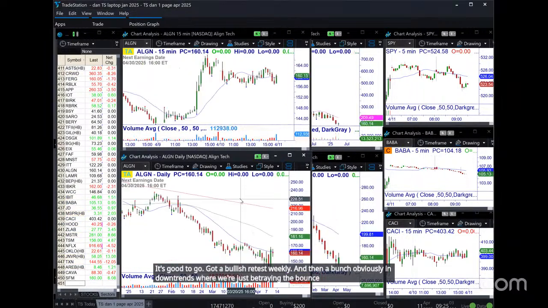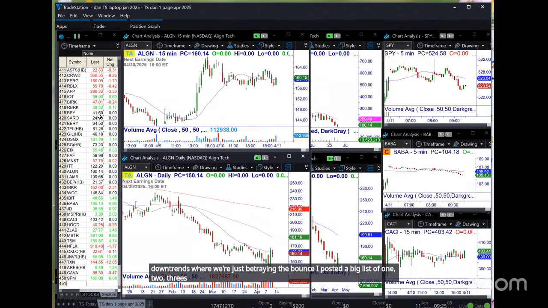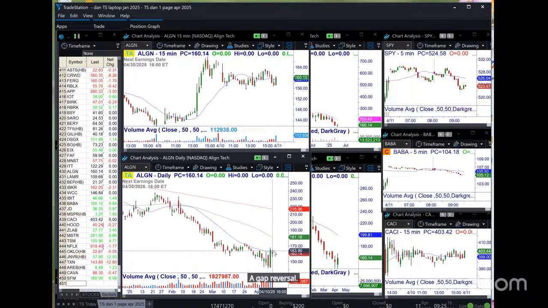I posted a big list of 123s yesterday afternoon. I went through them pre-market here, set a bunch of alarms. Here's one I gave, official, a gap reversal in a downtrend. But I got a Climo, I got this, and I got a void. So I like that over the high.